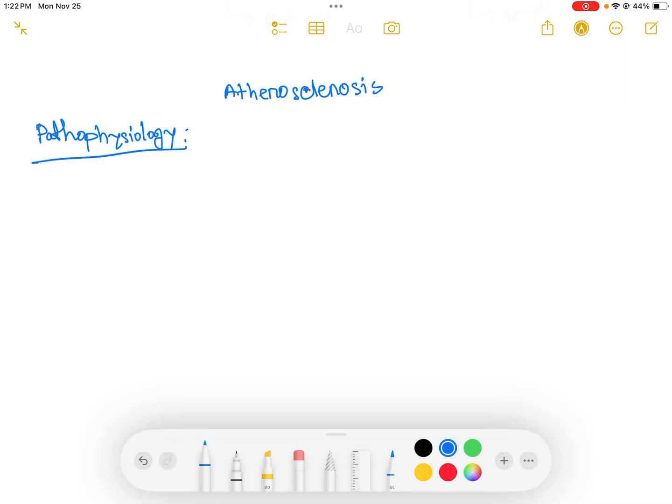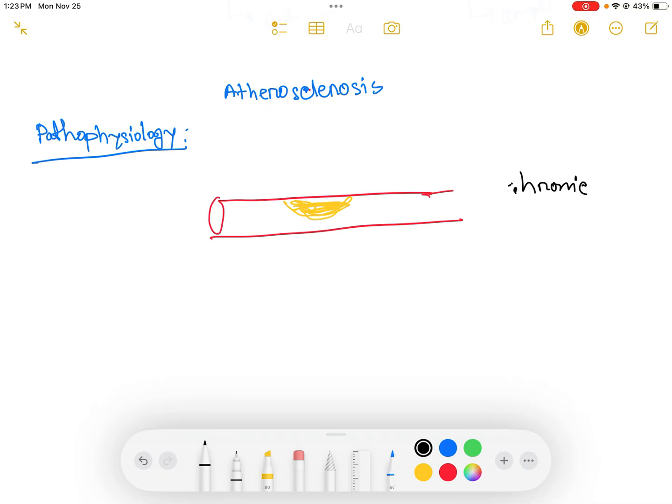Atherosclerosis is the process underlying the formation of focal obstruction or plaque in large or medium-sized arteries. There will be formation of plaque. It is accepted that atherosclerosis is a chronic inflammatory process.